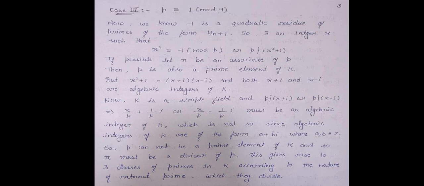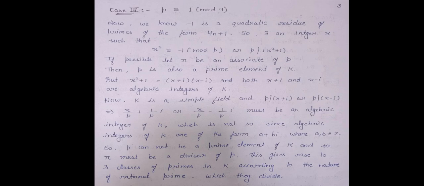Now case 3, p ≡ 1 mod 4. Now we know that -1 is a quadratic residue of primes of the form 4n + 1. So there exists an integer x such that x² ≡ -1 mod p, or p divides x² + 1. If possible, let π be an associate of p. Then p is also a prime element of K, but x² + 1 = (x + i)(x - i). But both x + i and x - i are algebraic integers of K. Now K is a simple field, and p divides x + i or p divides x - i.